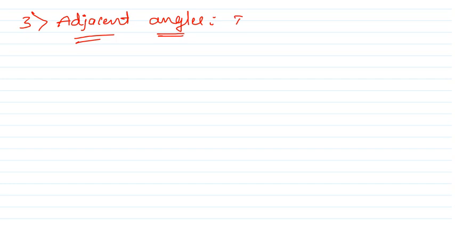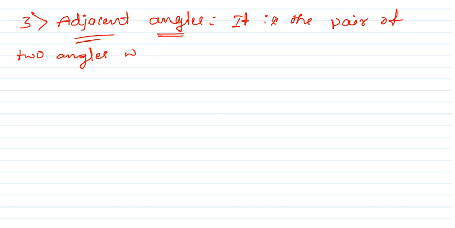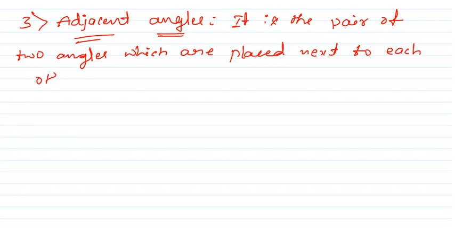Adjacent angles. See, it is the pair of two angles which are placed next to each other.